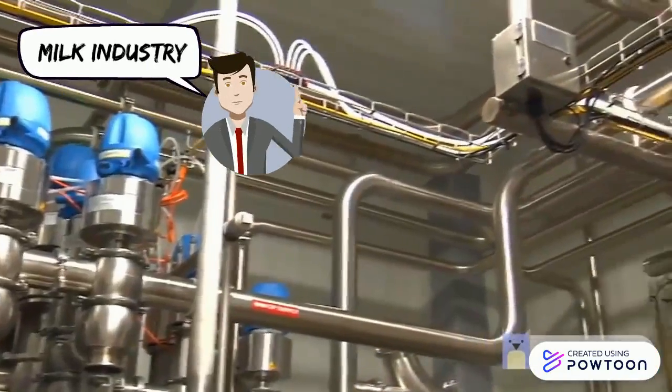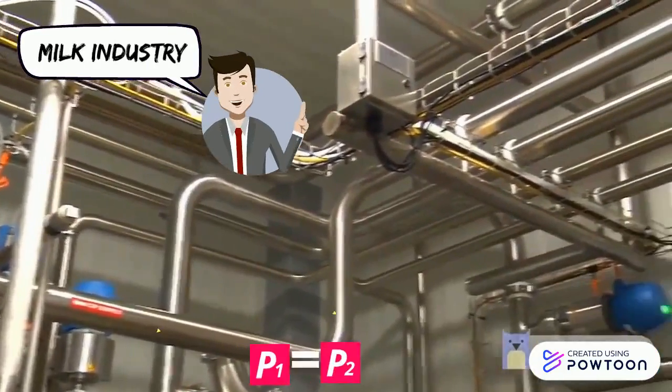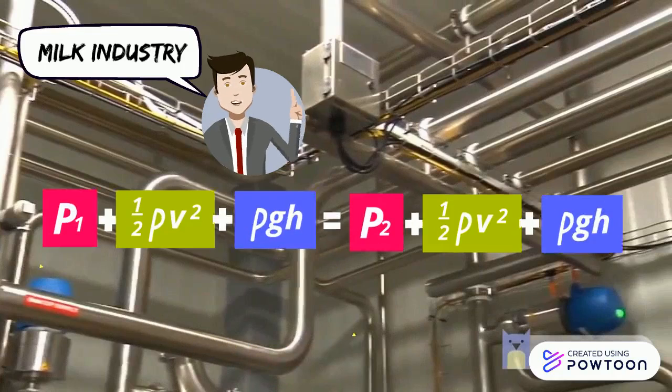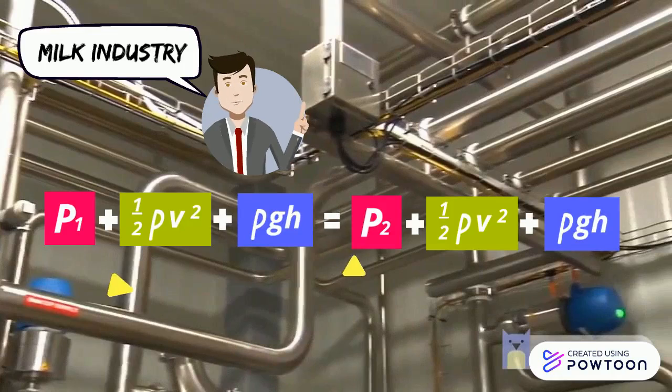Next, we can apply Bernoulli's equation in the milk industry. As we can see, the point P1 is the same as P2. This means that no matter where the fluid is in the pipe, if you take all the forms of energy that the fluid has at that point and add them up, it will equal the same number as at any other point in the pipe.